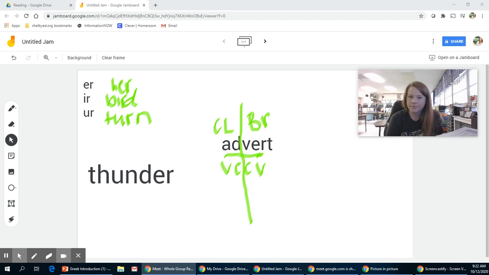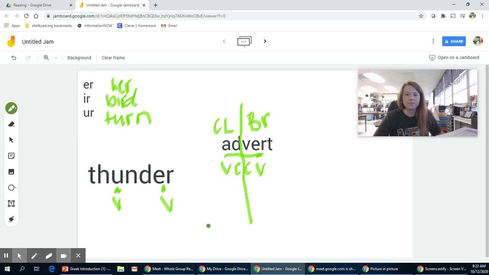Okay. All right. Let's label our vowels first. Our vowels are U and ER. So if we have two vowels, how many syllables are in this word? There's going to be two. Yeah, there's going to be two syllables. All right. Connect the vowels. N is a consonant and D is a consonant. So we have VCCV. We're going to split between the two consonants.